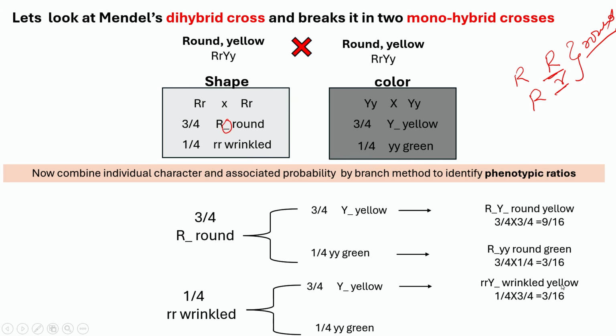Similarly we can solve it for wrinkled, and then you can see the ratio is exactly the ratio that Mendel had, 9:3:3:1. So this is another method to solve these kinds of problems, where we use the branch method and we convert every dihybrid cross into a monohybrid cross. So this way we have solved this problem, and we are getting the same ratios as Mendel got, and as we learned in our previous class with the Punnett square.